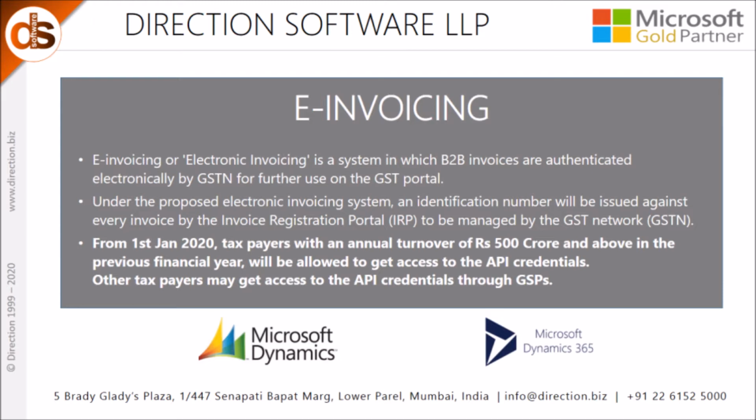Taxpayers having a turnover of 500 crore and above can have their direct APIs through the GST portal, while those who fall in the range of 100 crore but less than 500 crore can have their APIs through GSPs. GSPs are GST Suvidha providers. They will help you through their APIs to push your data to the GST server.